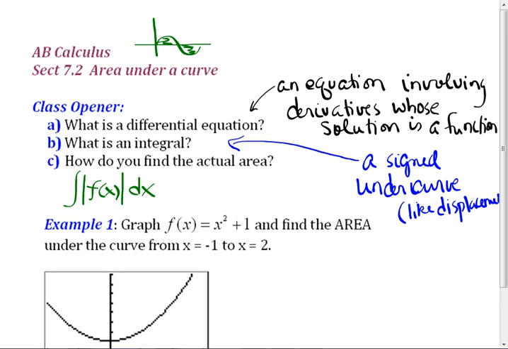Now you guys will have one of these problems on your exam. Because remember, 60% is AB. Okay, girls? 60% is AB, so you will have one of these on the exam.